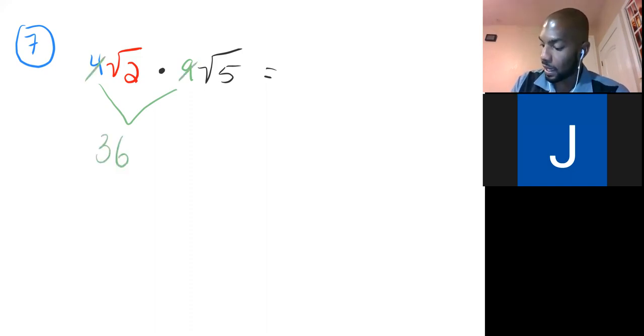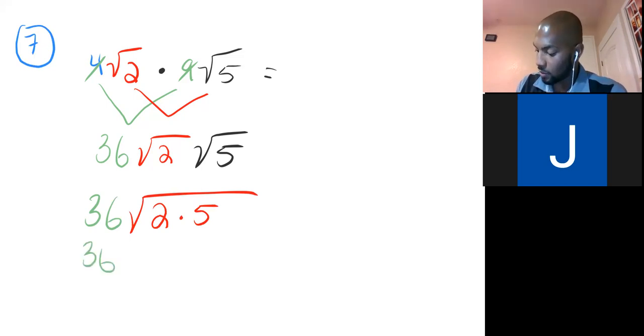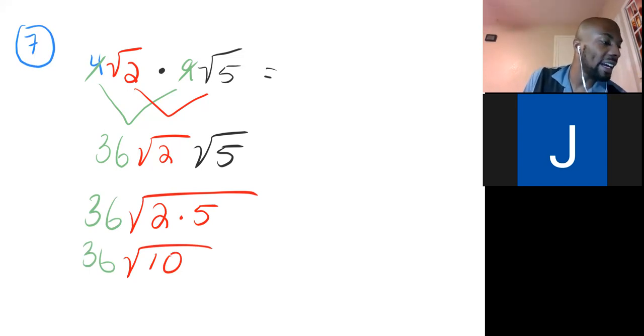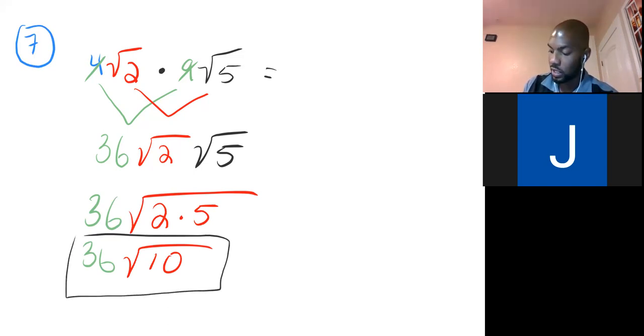And then I can multiply the backs by themselves. So I can do rad 2 times rad 5. And I could combine them if it's multiplication. So 36, and they'd all go underneath 1 radical. So 2 times 5. And we'd say 2 times 5 is what? 10. Okay. And then I say, okay, can I do anything else? Are there any perfect squares in 10? There's a 1 times 10, and a 2 times 5. No perfect squares. This is where my answer ends. 36 times rad 10.